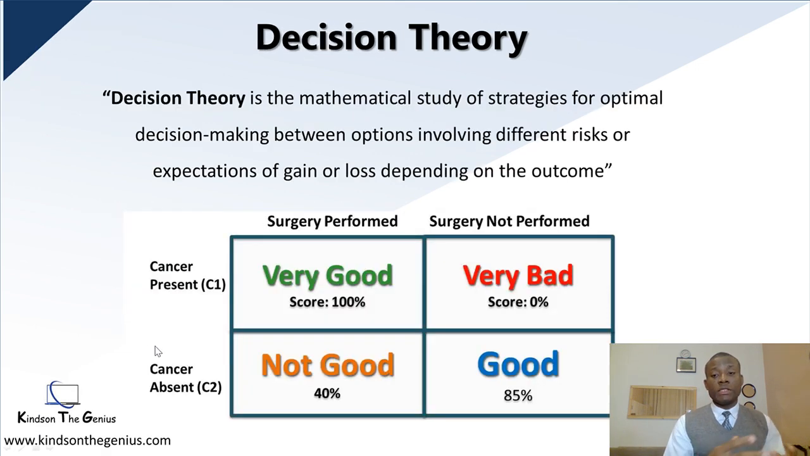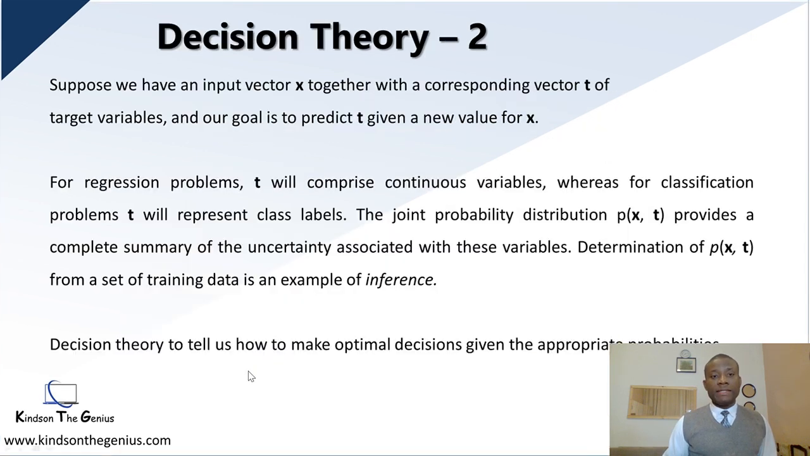The next one is the decision theory. And this is a mathematical study of strategies for optimal decision making between options involving different risks or expectations of gain or loss depending on the outcome. So what are we talking about here? We are saying that if we have several options, we have different probabilities of different possible things that you can choose from. You can decide to choose several options. So decision theory is going to help you to choose an optimal option.